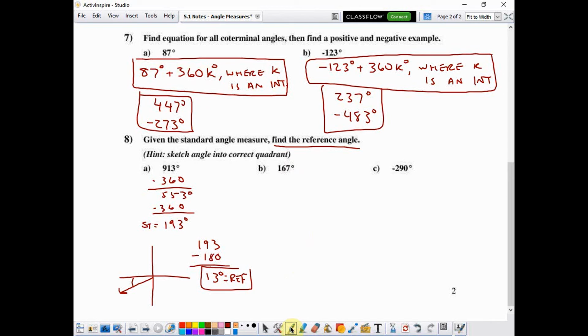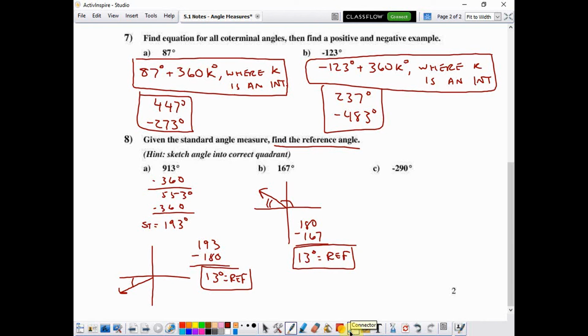167 is already between 0 and 360. So I'm going to use 167 as the reference angle. I don't need any lower coterminal. So on a graph, that would look about like that. This is my reference angle right here. 180 minus 167 is 13 degrees. That's my reference angle.